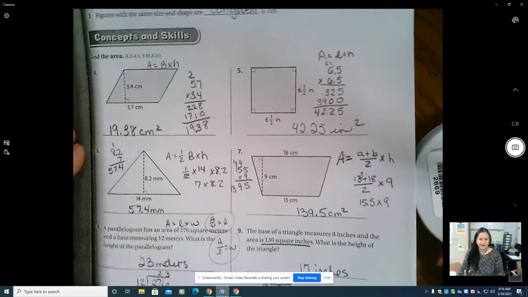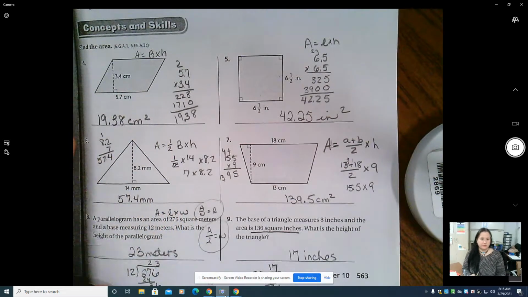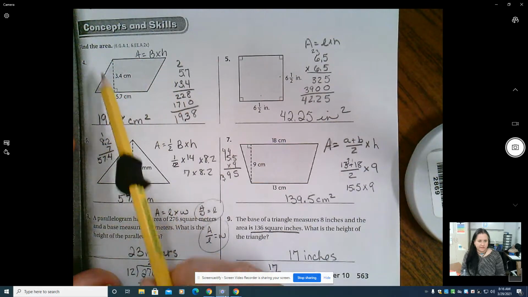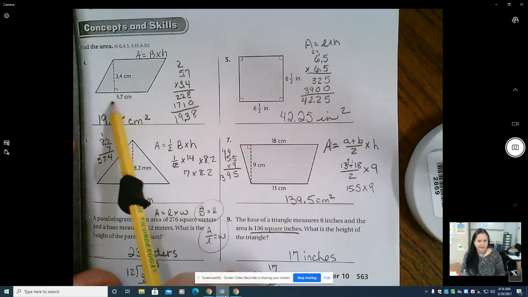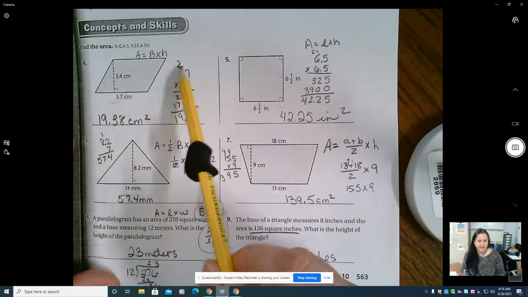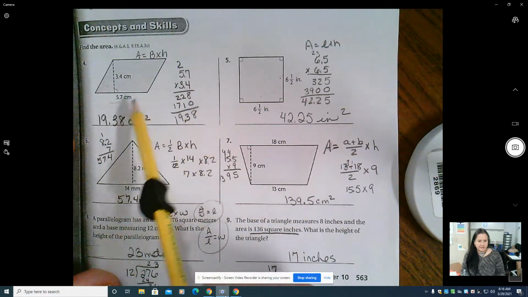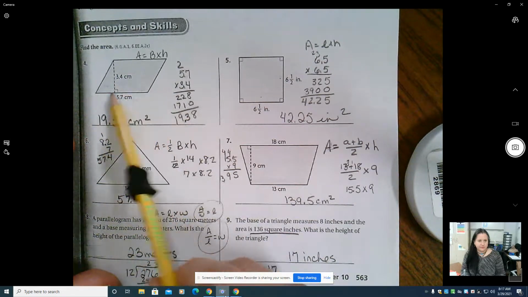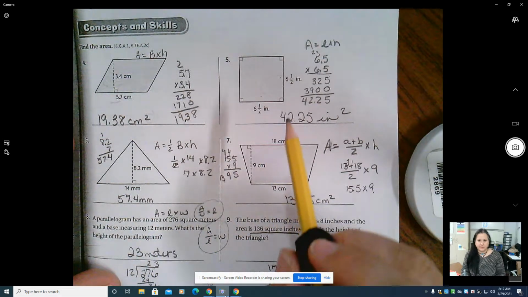Okay, then we're going down to the bottom here where we are finding the area of different shapes. And remember that different shapes have different formulas for area. Here we have a parallelogram, which is base times height. So here I just take the base times the height, and I remember to deal with my decimals at the end by moving my decimal over twice. And remember that when you're using area, that's how many squares are being formed on the inside. So you need to put the little square right on your centimeters.